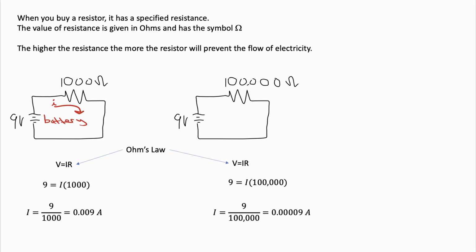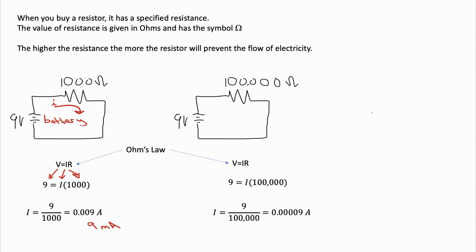If we use Ohm's law, we say 9 volts equals the current times the resistance. For this particular example, I'm using a 1,000 ohm resistor, and we just solve for I, and it comes out to 0.009 amps. Amperes is the unit of current, or in scientific notation, you would just call this 9 milliamps.